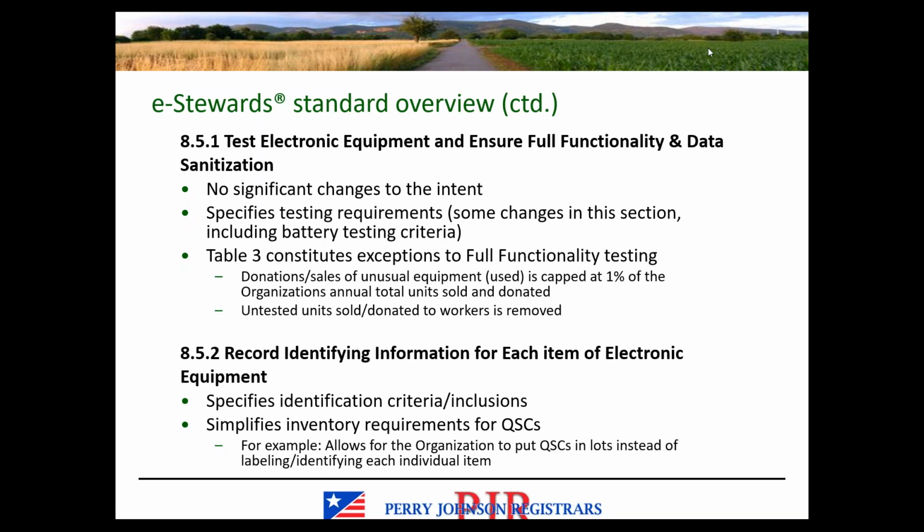So 8.5.2 specifies identification criteria and inclusions for this requirement. It also specifies inventory requirements for qualified small components. For example, it allows the organization to put the QSCs in lots instead of labeling or identifying each individual item.